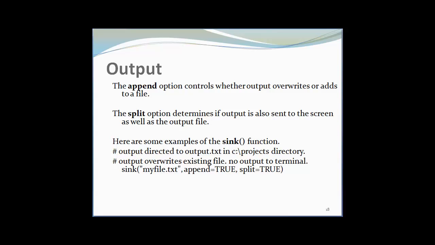Now here are some examples of the sink function. Suppose output is directed to output.txt in the C project directory. Another output overrides the existing file. For no output to terminal, and to append and also split, use sink myfile.txt, append is true and split is also true.